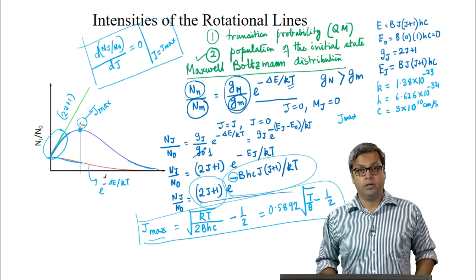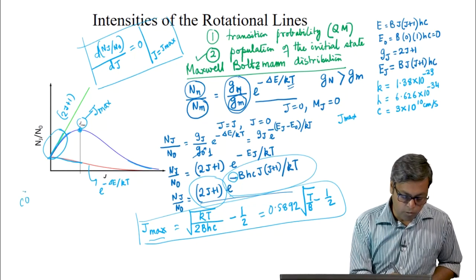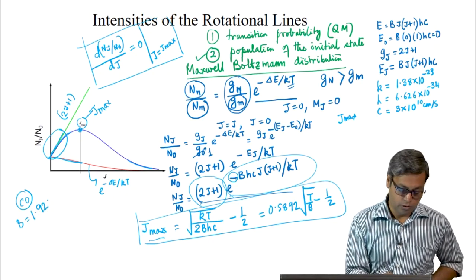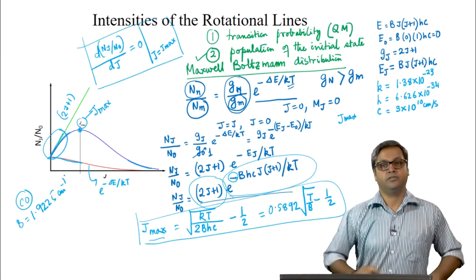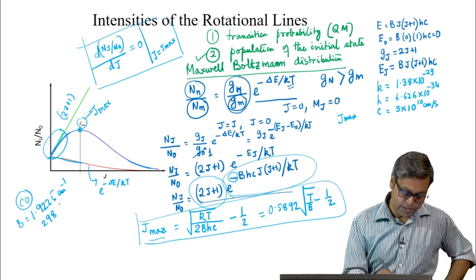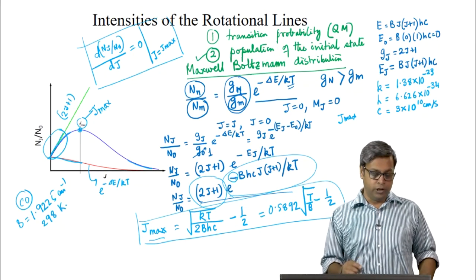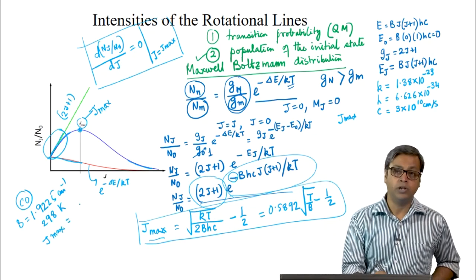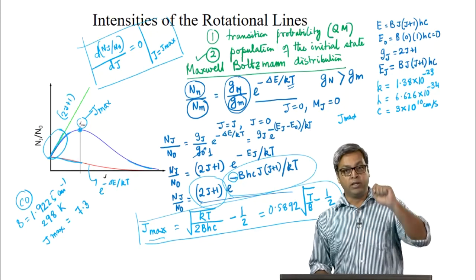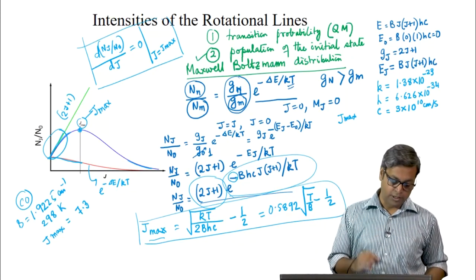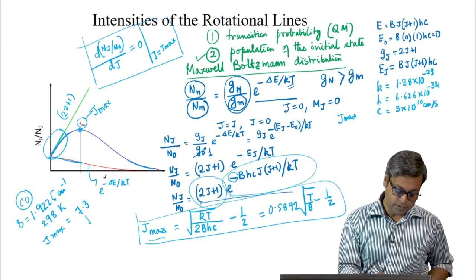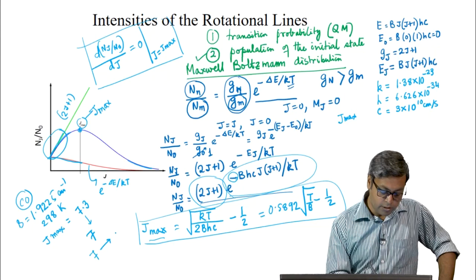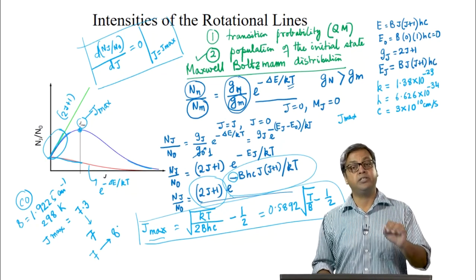So, for example, for carbon monoxide CO, the value of B is 1.9225 centimeter inverse, and this value is at 298 Kelvin. So, if we solve this expression, we will find J max equals 7.3. The nearest integral value of 7.3 is 7. Thus, we can say the transition from J equals 7 to J equals 8 will show the maximum intensity.